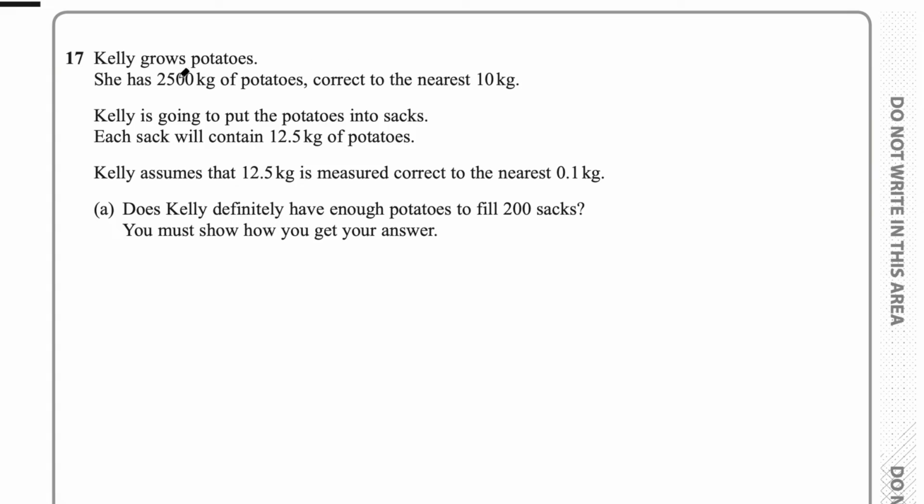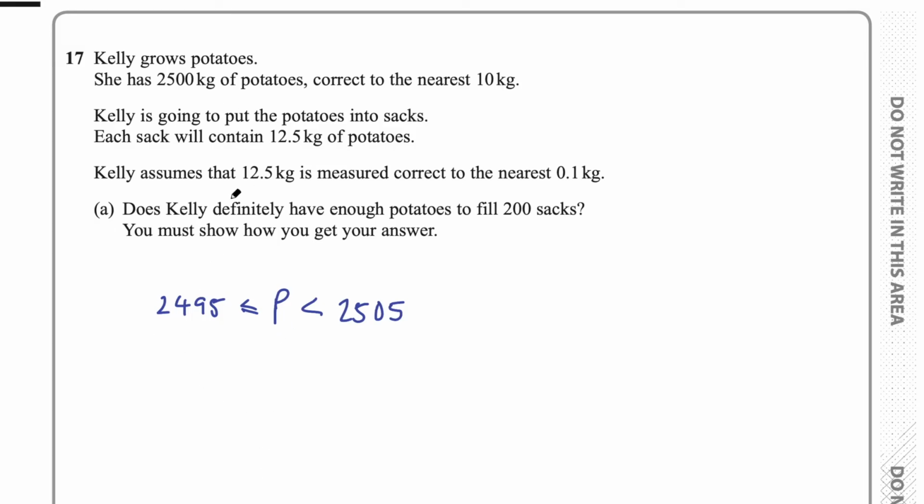Okay, so let's find the upper and lower bounds of the potatoes. So the lower bound, if we're rounding to the nearest 10 kilograms, 2,495 would round up to 2,500. And 2,505, anything below that would round down to 2,500 to the nearest 10. So that's just less than, not less than or equal to. Okay, so that's the upper and lower bounds of the potatoes.